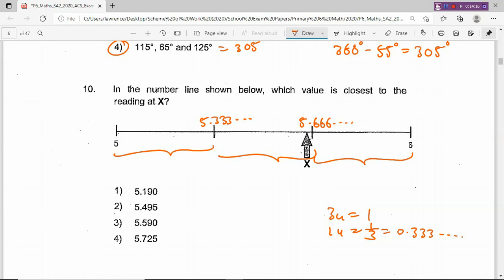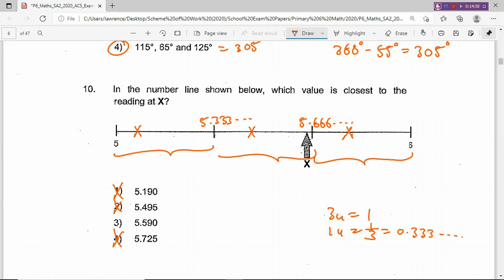And so what is x? Now your x is less than 5.666. So it cannot be 5.190, because where is 5.190? It has to be somewhere on here. That is your 5.190. Where is your 5.495? Your 5.495 is more over here, somewhere in between. And your 5.725 is overshot. It's somewhere over here already, so it's not pointing at the arrow.